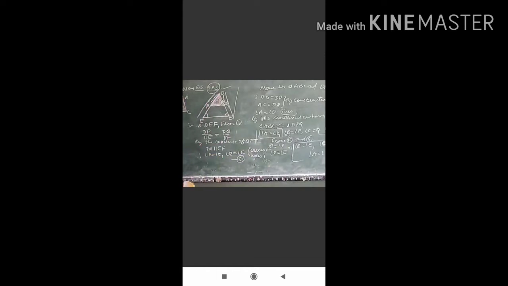After that, we take triangle ABC and triangle DEF. In triangle ABC and triangle DEF, angle A is equal to angle D, angle B is equal to angle E, and angle C is equal to angle F. So by AAA similarity, triangle ABC is similar to triangle DEF, and proved.